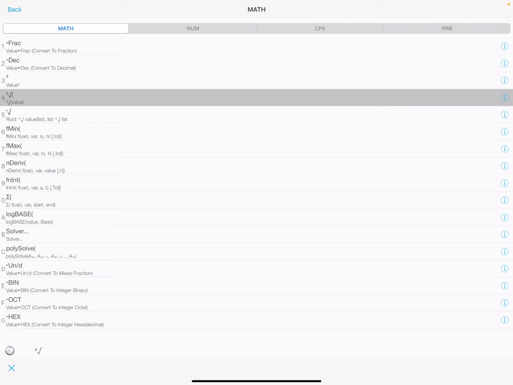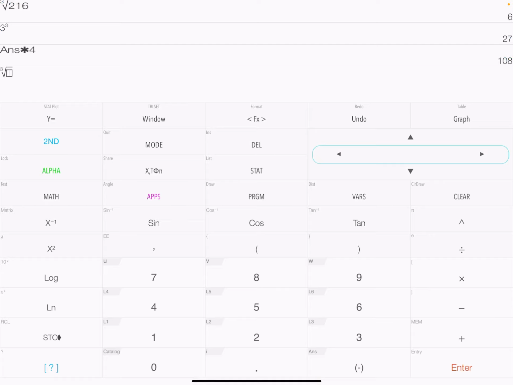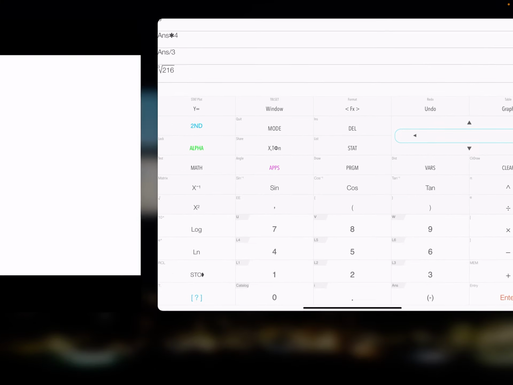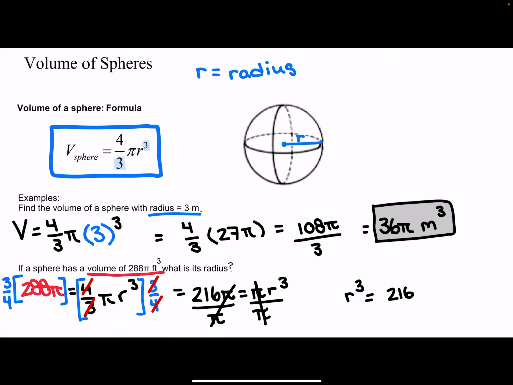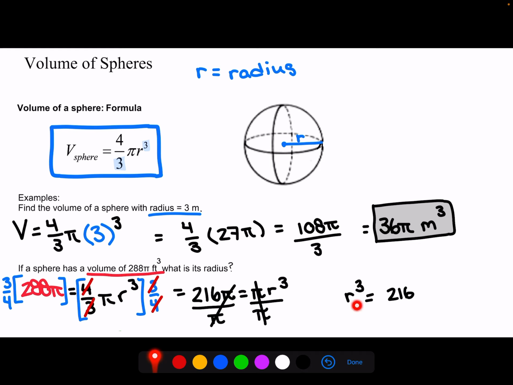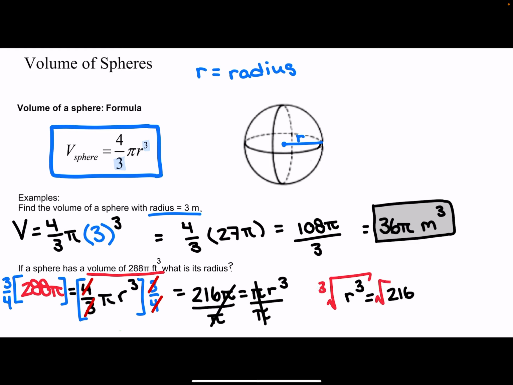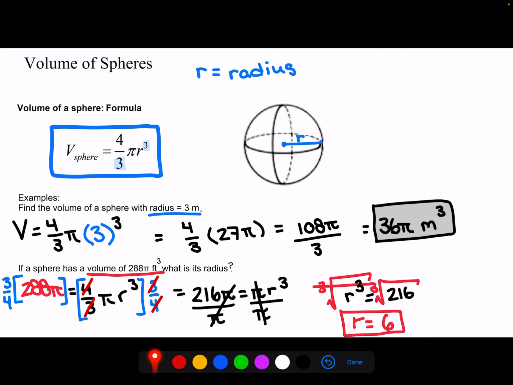But if I want the cube root, I'm just going to go ahead and do number 4, and then I'll put in whatever number I'm taking the cube root of. Well, we're taking the cube root of 216, because what I do to one side, I must do to the other. That will give us 6. So if I go back over here, I take the cube root of both sides. 6 times itself 3 times will equal 216. Therefore, our radius is 6 feet.